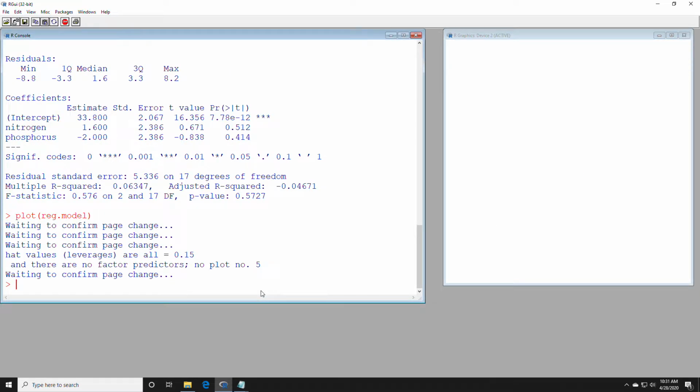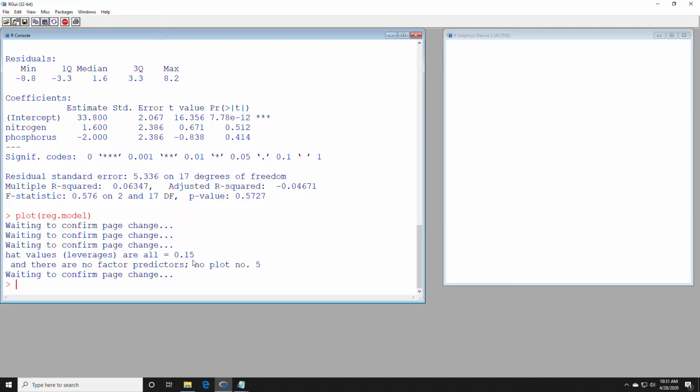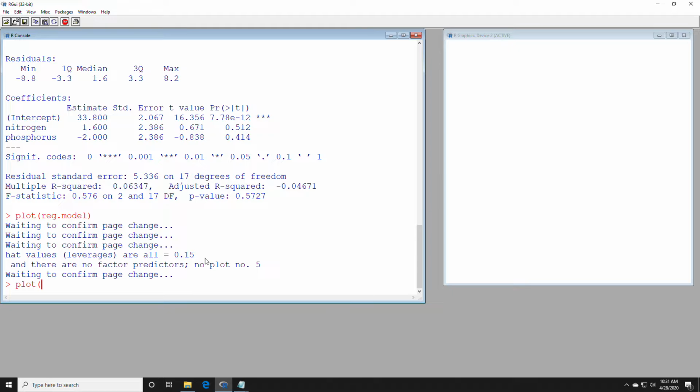Okay. One thing that I can do is, what's my data set called? Or it's not even called anything. Plot yield versus nitrogen. Oops. Nitrogen is X, yield is Y.